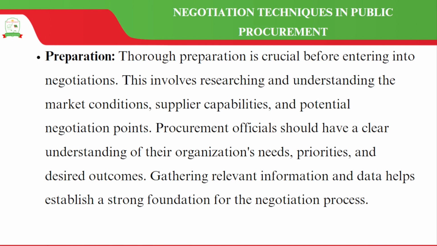This is going to involve understanding the market conditions when you are going to the negotiating table. If you are going to quote prices, what are the market prices around the commodities, supplier capabilities, and potential negotiation points. Procurement officials should have a clear understanding of their organization's needs, priorities, and desired outcomes. There is a need to gather relevant information and data in order to help establish a very strong foundation for negotiation.